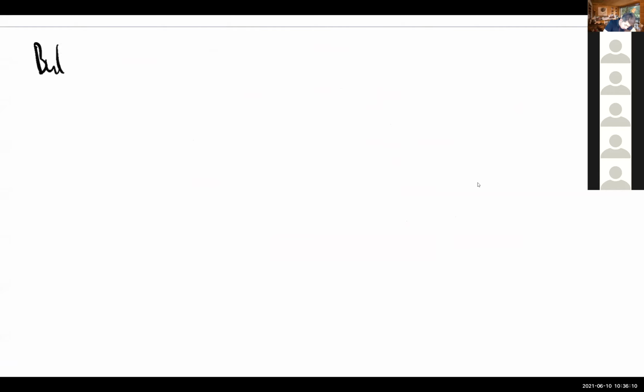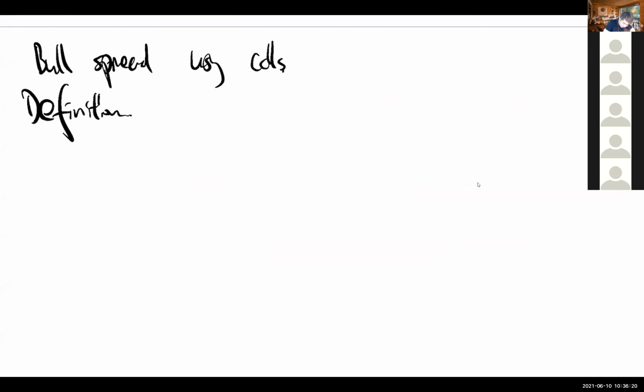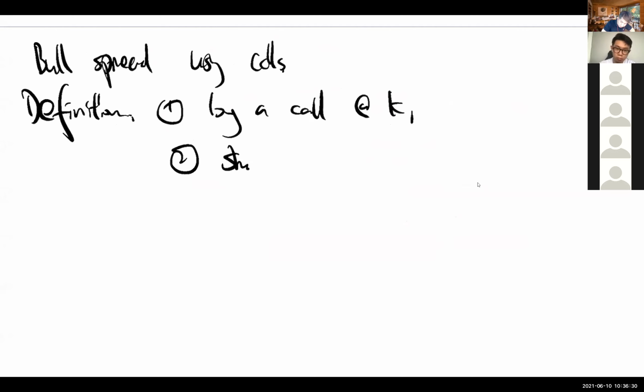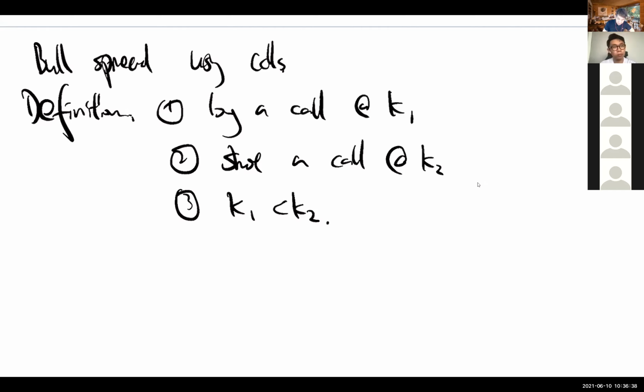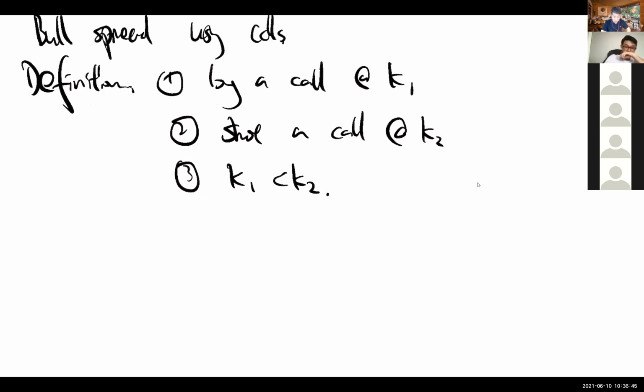So first example, bull spread using calls. Our definition: why do we do this? It's a definition. We call this a bull spread if we long a call at K1 and short a call at K2, and K1 is less than K2. If K1 is greater than K2, that would be a bear spread, right? That wouldn't be a bull spread. We're not going to call it a bull spread. But if we are dealing with a bull spread, that's what we do.